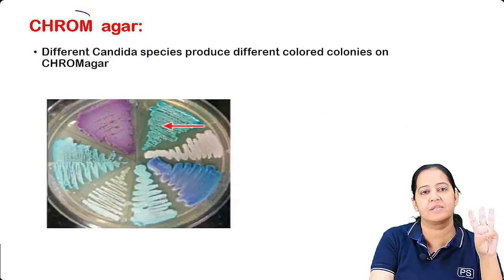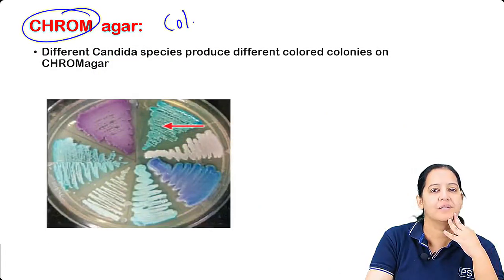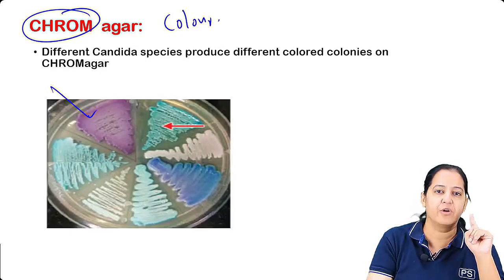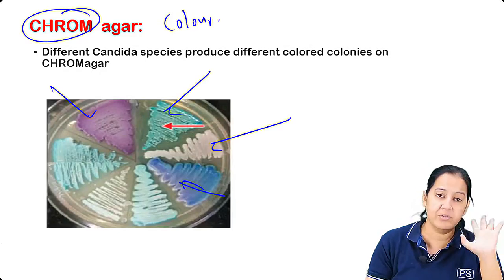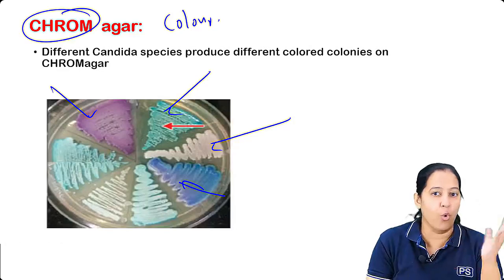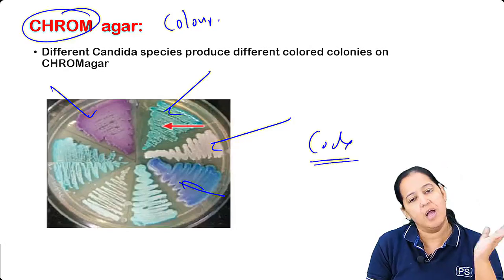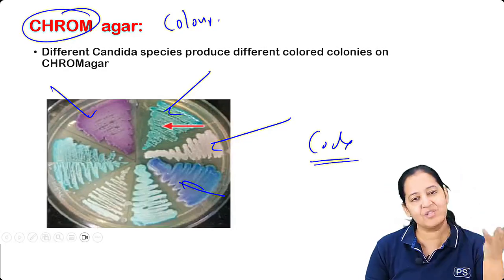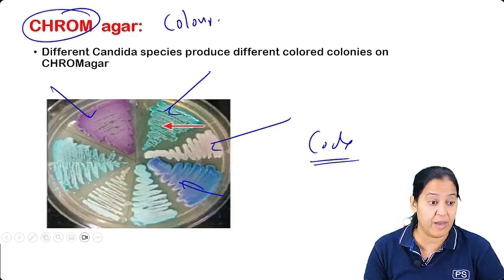And the third and the last is chrome agar. Chrome means colors. So it's the agar which gives different colors to different Candida. I don't know the exact coding of which color means which Candida, but different colors have different Candida. So based on the color, you can identify which of them is Candida albicans.